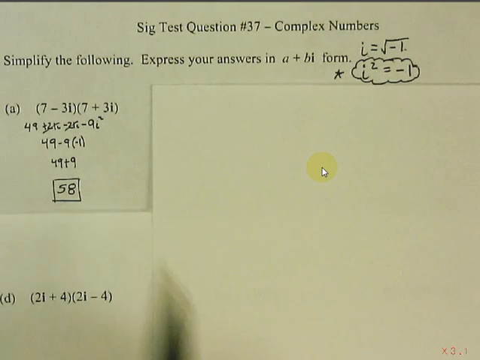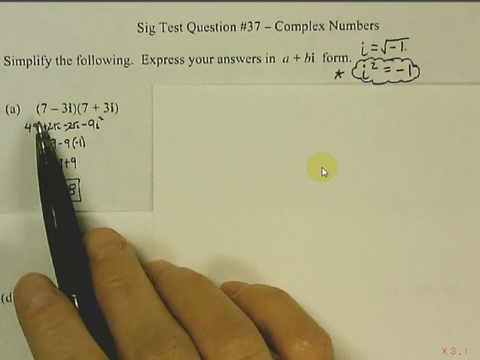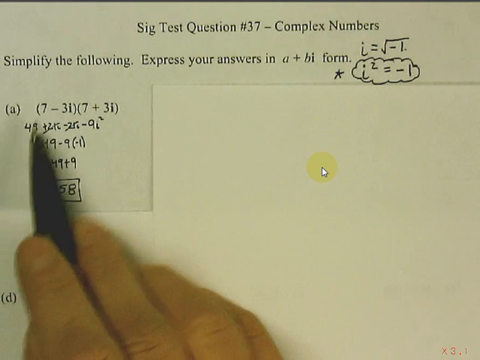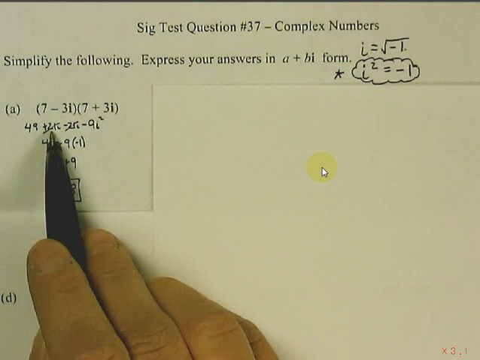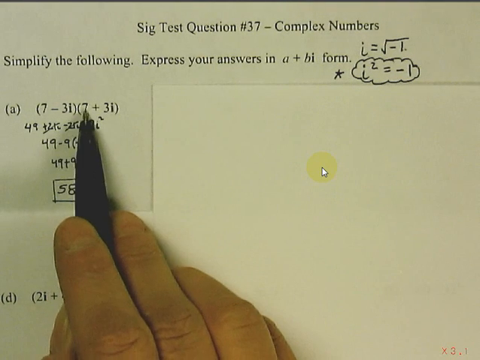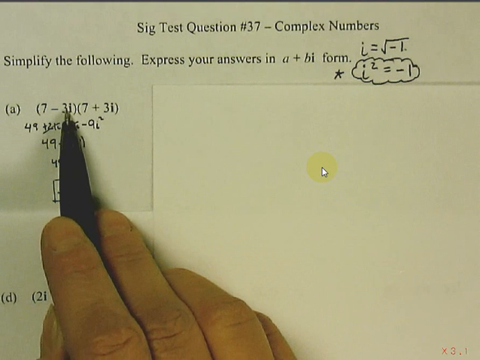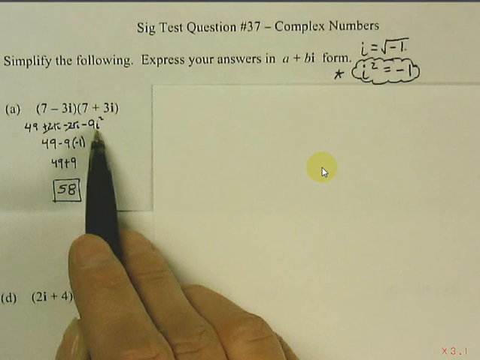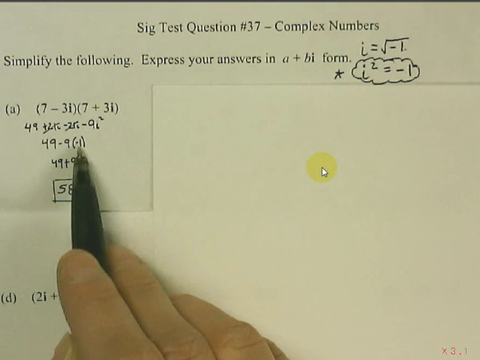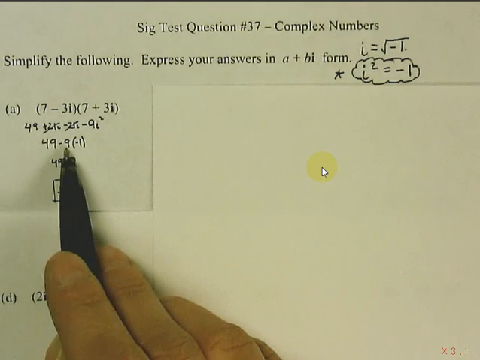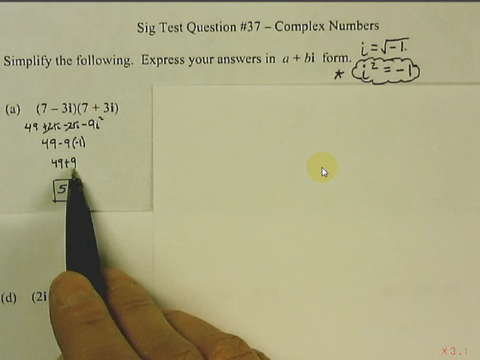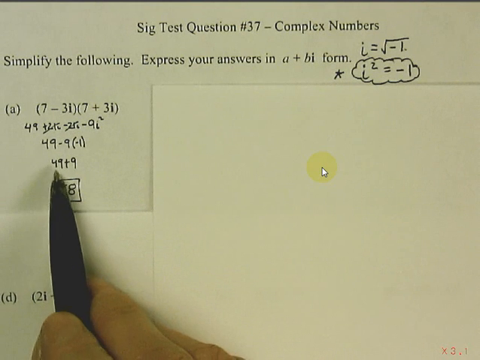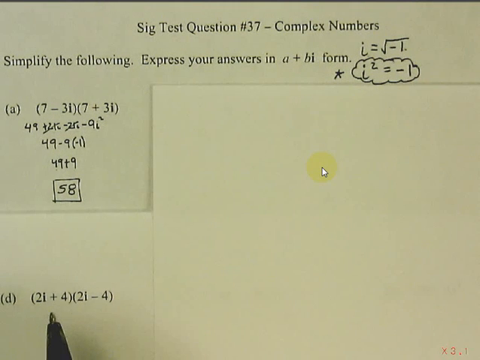Okay, so for the first problem, we want to take two binomials. You can use the box method or FOIL. So we have 7 times 7 is 49. 7 times 3i is 21i. Negative 3i times 7 is negative 21i. And negative 3i times positive 3i is going to be a minus 9i squared. Remember, i squared is a -1. So we get a negative times a negative, which is a positive 9. The two inner terms will cancel, and we get 49 plus 9, or 58, for the final answer.